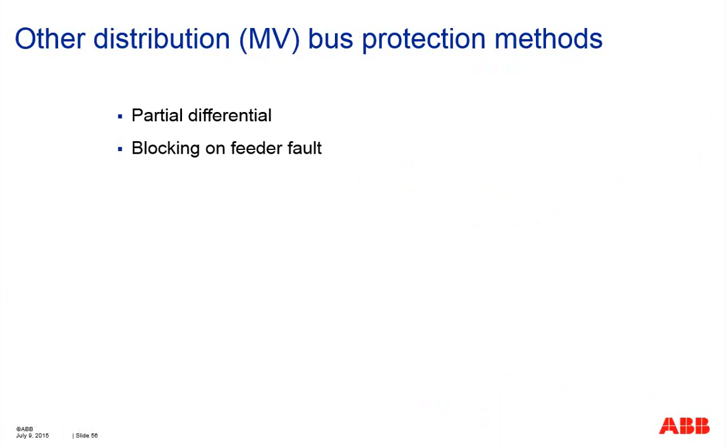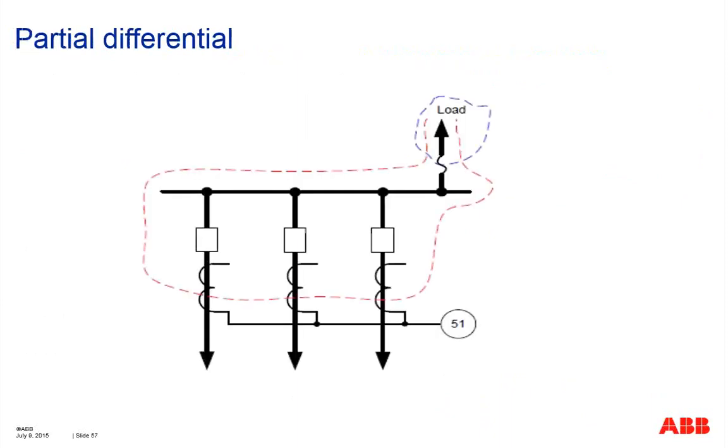Among other distribution medium voltage busbar protection methods, we have the partial differential. Basically, what it does is, for example, if these are the loads and these are the sources. Typically, you see this a lot in medium voltage or distribution level substations. You have all the sources. Typically, what you do is you sum all the sources together, and this overcurrent element will have to coordinate with the feeder. If you have a fuse here, you need to coordinate the overcurrent with the feeder.